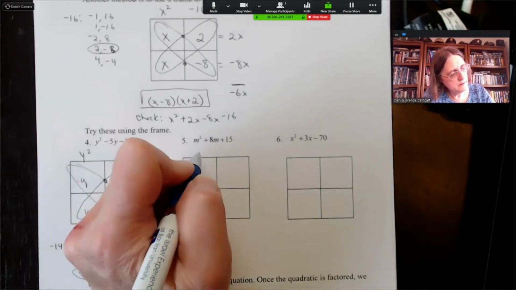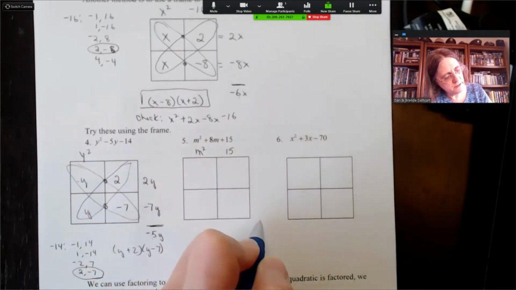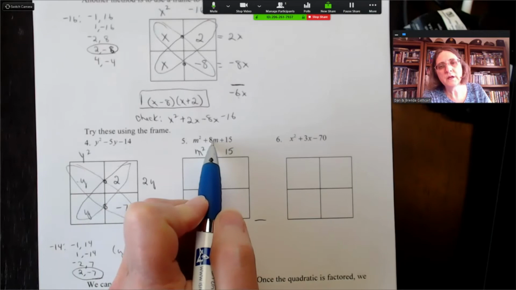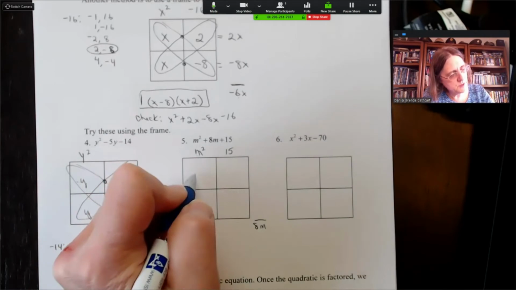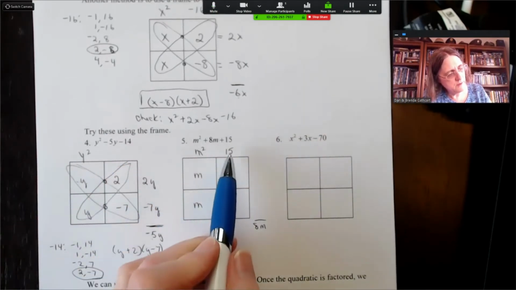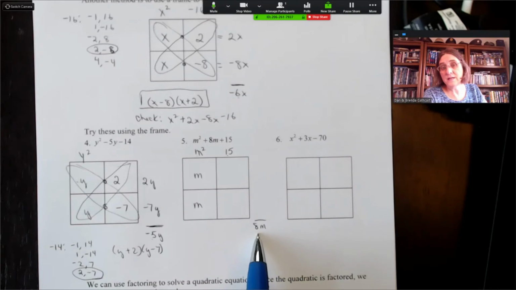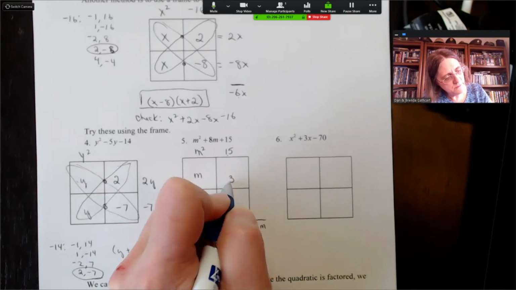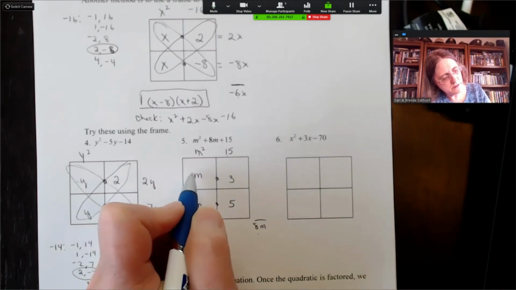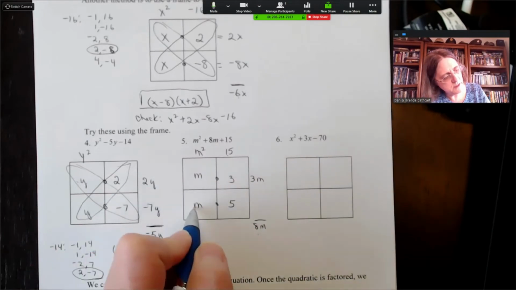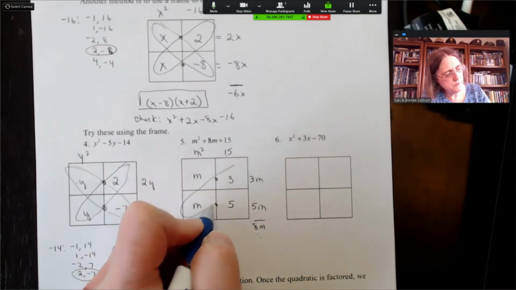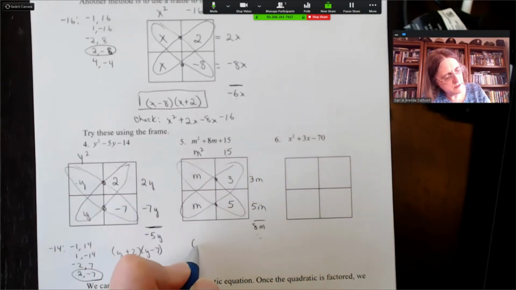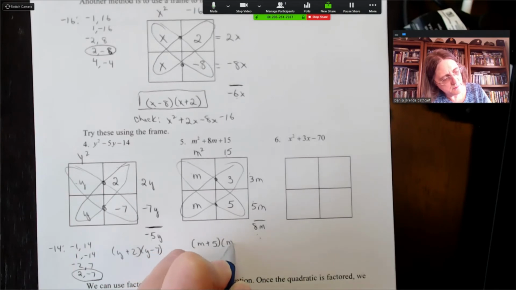Let's do that again. M squared and 15 are our first and last terms, and our goal is a middle term of 8m. M squared is m times m. Factors of 15 that add to 8: we have 1 and 15, and 3 and 5. 3 and 5 add to 8. So m times 3 is 3m, and m times 5 is 5m. Those add to 8m. So our two factors going this way are m plus 5 and m plus 3.